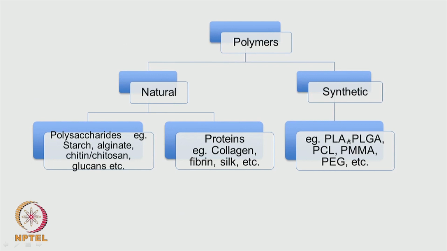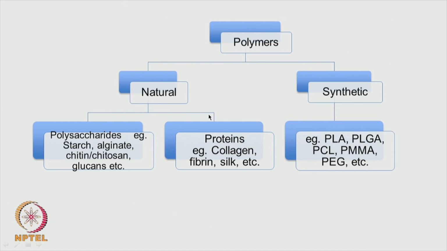So we saw this slide in the previous class. So we have the natural polymers, we have the synthetic polymers. So synthetic polymers could be polylactic acid, polylactic glycolic acid, polycaprolactone, polymethyl methacrylate, polyethylene glycol and so on. So these are all synthetic, that means you synthesize them in the lab. Then we have the natural, that means they come from the plants or they come from bacteria, fungi, animals and so on. So here we have two types, the polysaccharides, the proteins.